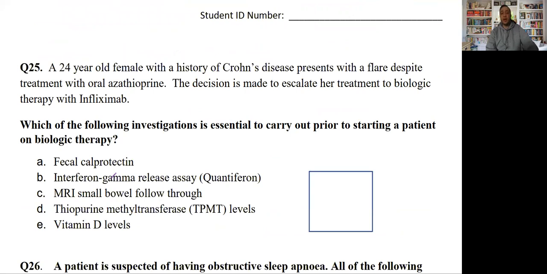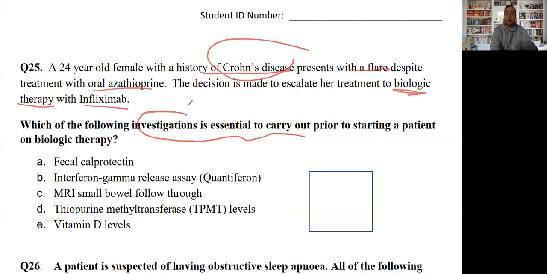So question 25. A 24-year-old female with a history of Crohn's disease presents with an acute exacerbation or flare-up of Crohn's disease despite treatment with oral azathioprine. The decision is made to escalate her treatment to biologic therapy with infliximab. This is a tumor necrosis factor inhibitor, biological therapy. Which of the following investigations is essential to carry out prior to starting this patient on biological therapy?